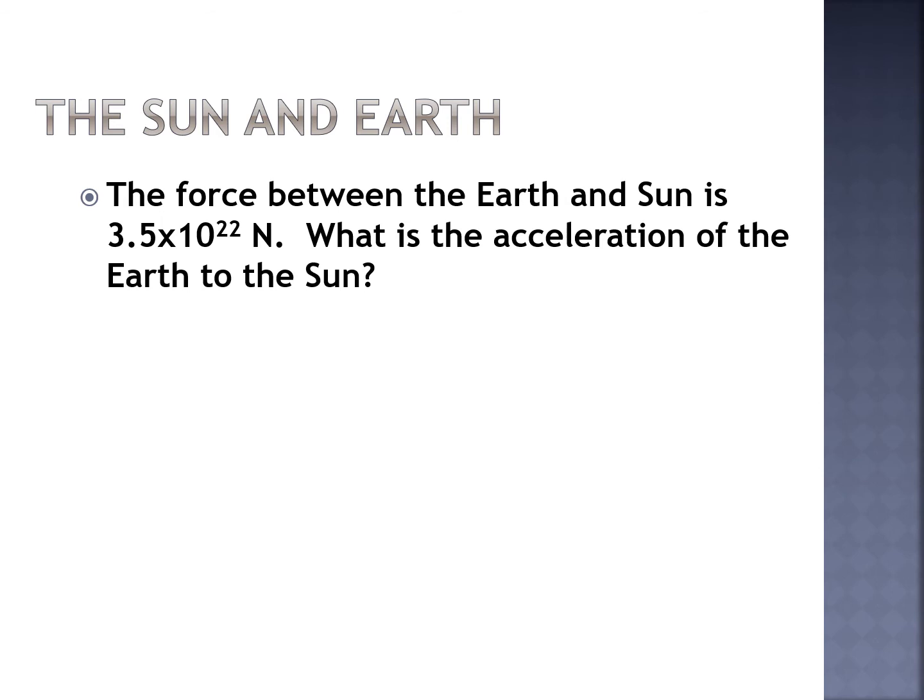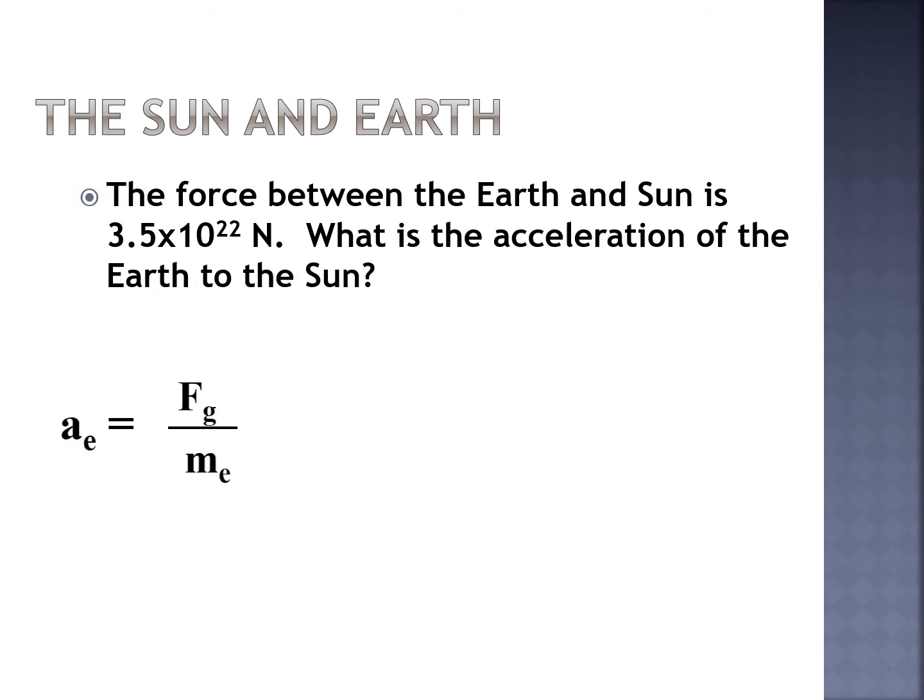Well, if we have a net force acting on the earth, and we have a mass of the earth, then that means the earth should be accelerating according to Newton's second law. And we know that this is going to be the only force because, well, really there are other forces acting on the earth, but the other forces are so small in comparison to what the sun has that essentially 3.5 times 10 to the 22nd newtons is going to be the only force acting on it.